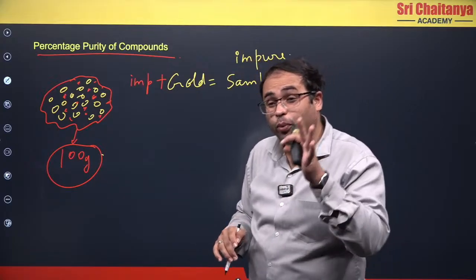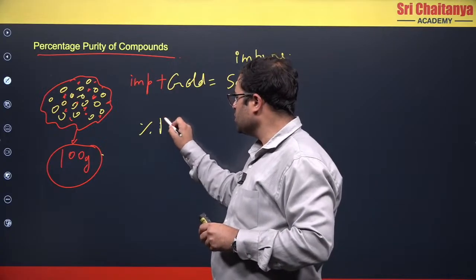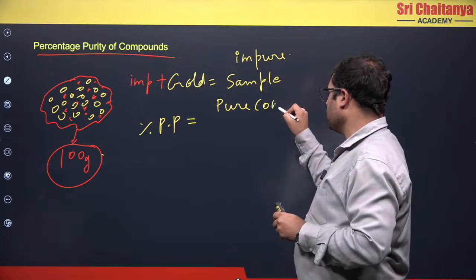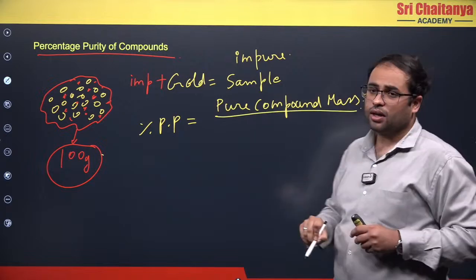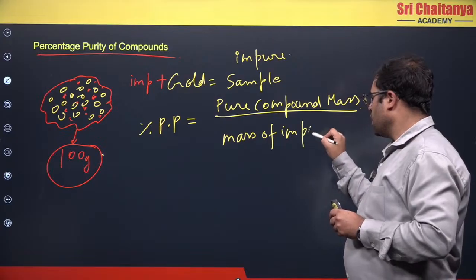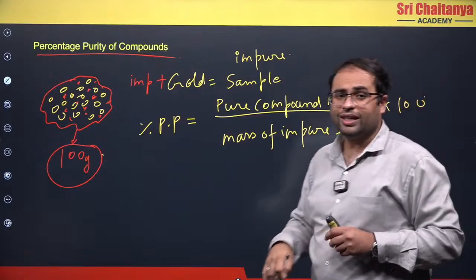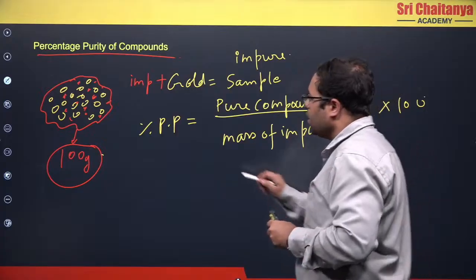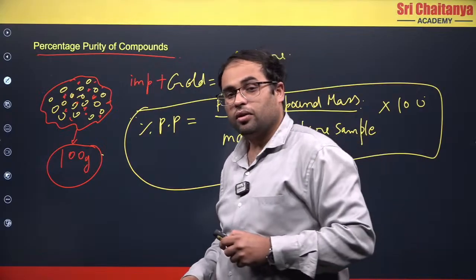So what is percentage purity? It is the percentage of pure compound present in an impure sample. And how do you calculate the percentage purity? Pure compound mass divided by mass of impure sample, multiplied by 100, and you will get your percentage purity. Right? So this is the percentage purity formula.